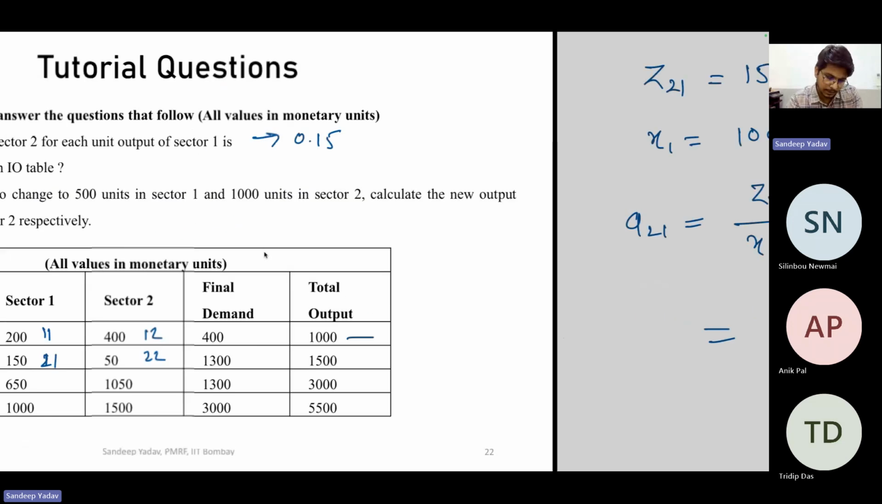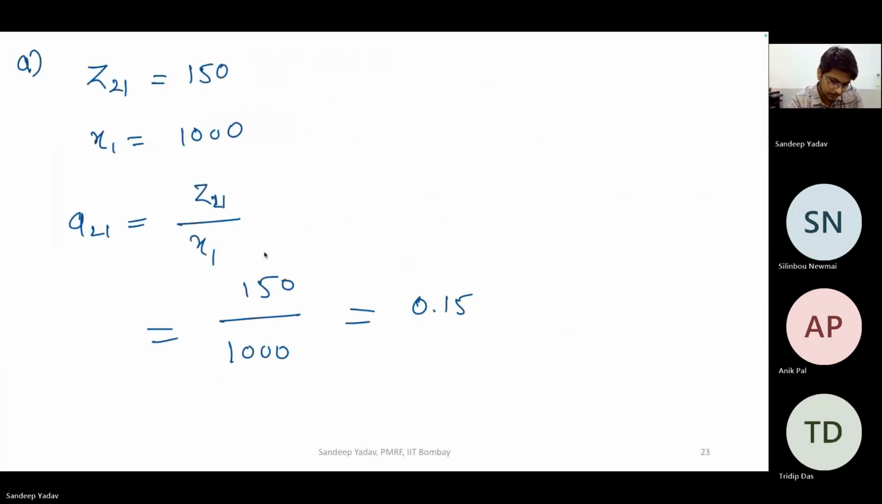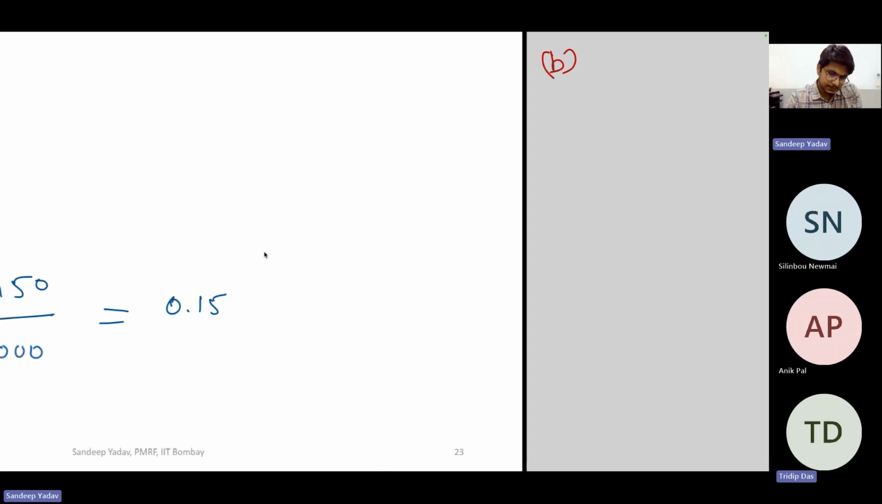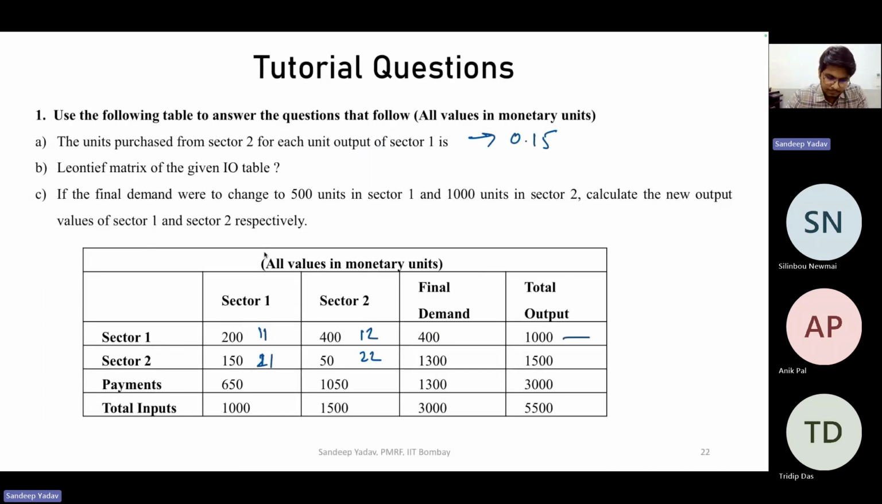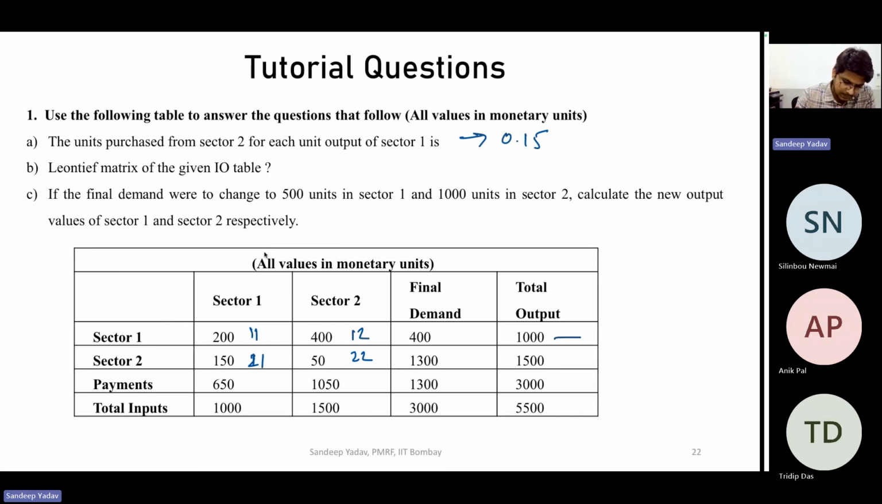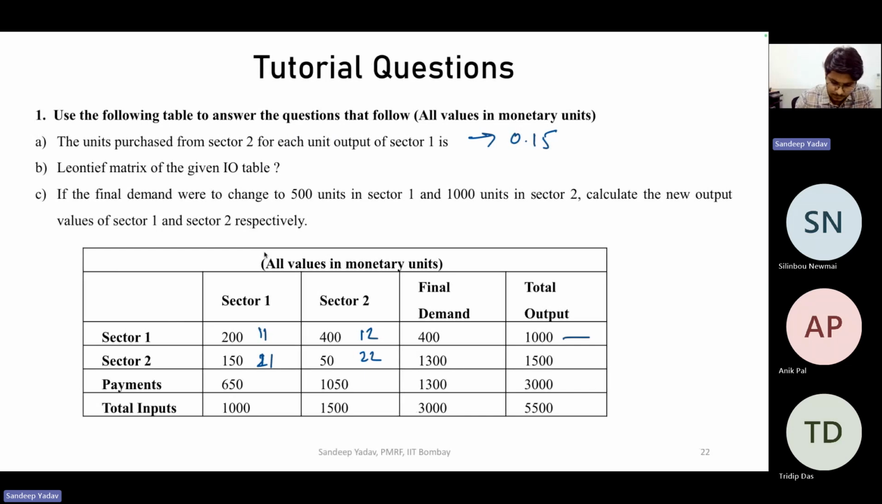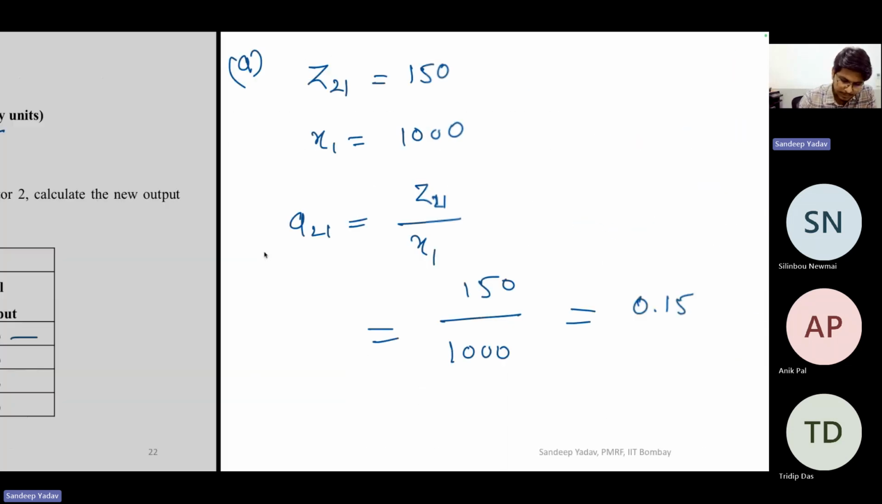Okay, so this was part A. Now moving to part B. It says the Leontief matrix of this input output table is given by. So now we have to calculate the Leontief matrix. First we have to calculate the matrix A.